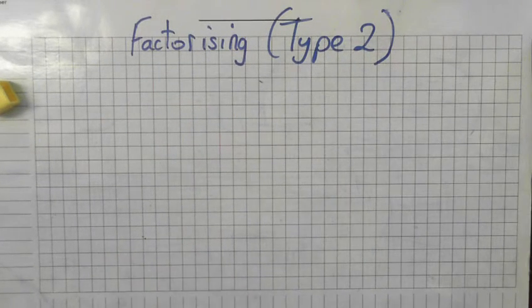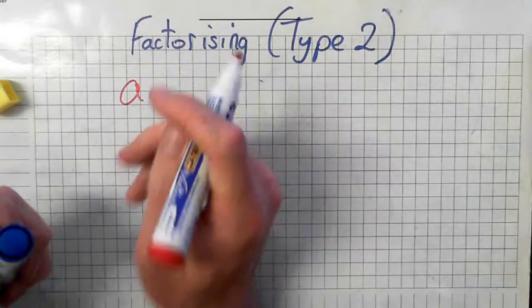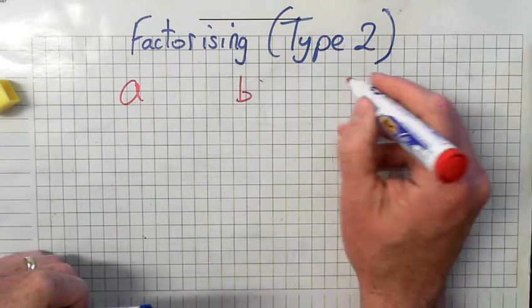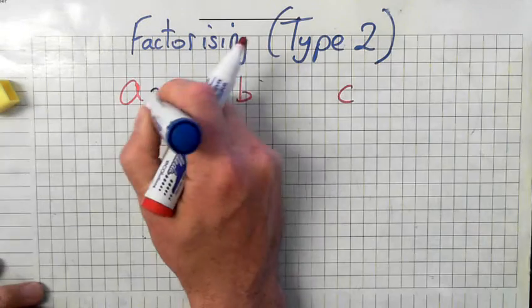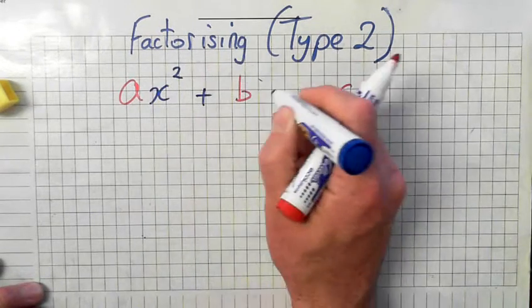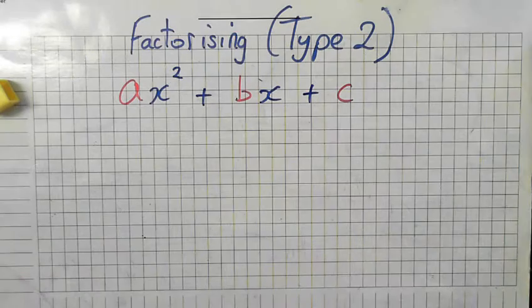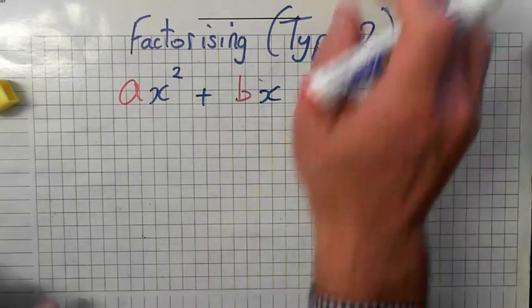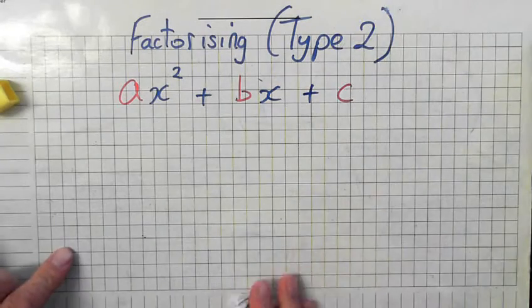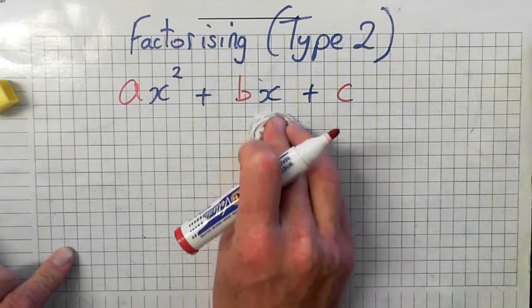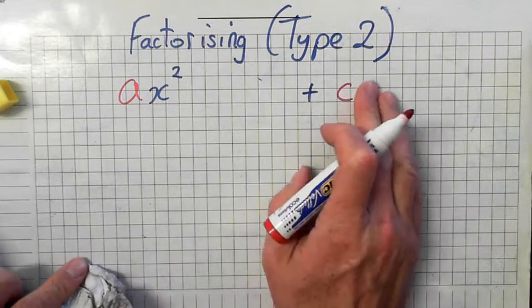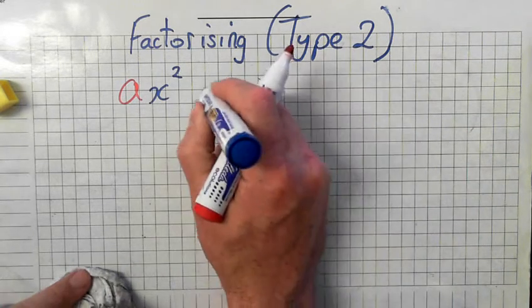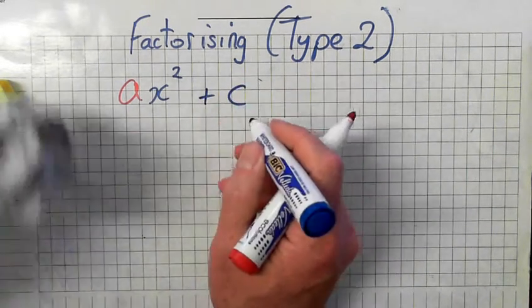Alright, so far I said that in a quadratic equation you have the a, b, and you have the c, don't you? So you have ax squared plus bx plus c. That's the normal quadratic equation. And the one we're going to look at now, type 2, doesn't have an x. It has an x squared and it has a number.